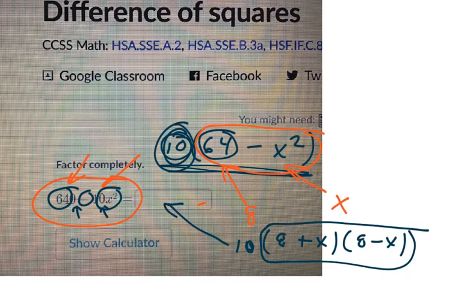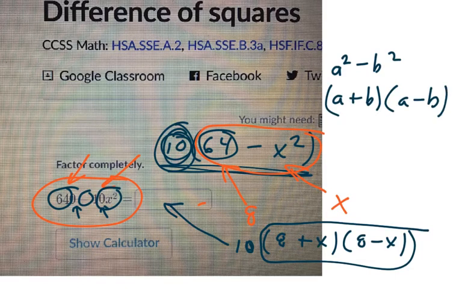In the short run, what I'm really doing is, let's say I gave you a squared minus b squared. I know it's simply a plus b times a minus b. That's the difference of two squares. Don't forget the 10, though. It is a factor of the problem.